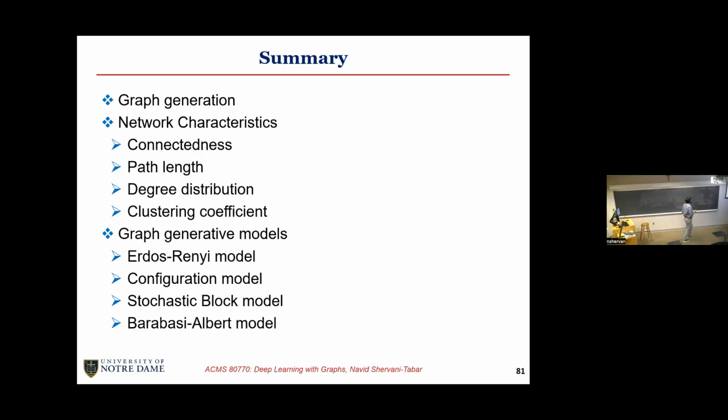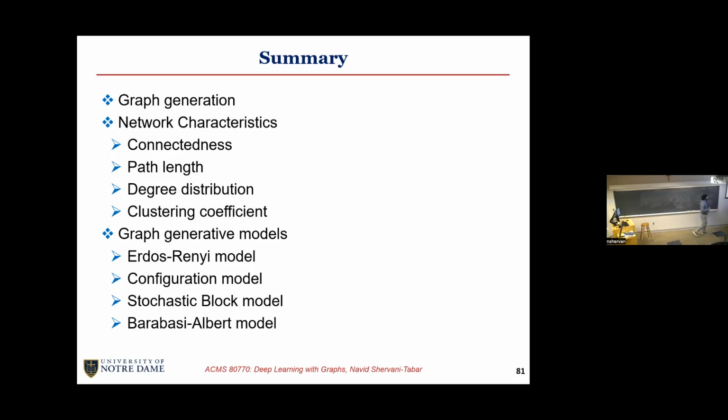So just to summarize, today we studied how we can generate graphs. We first wanted to see what we want to generate. We want to generate random graphs that represent real-world networks. So for that, we looked at what characteristics these real-world graphs have. The characteristics that we reviewed were, for instance, the connectedness of the graph. We looked at the average path length in that graph. We looked at the degree distribution in the graph. And the last item that we looked at is the clustering coefficient.